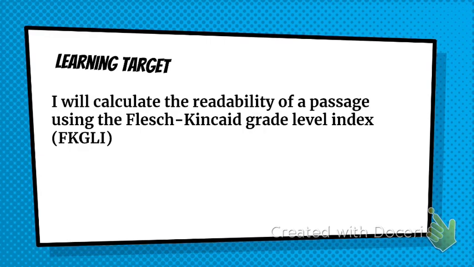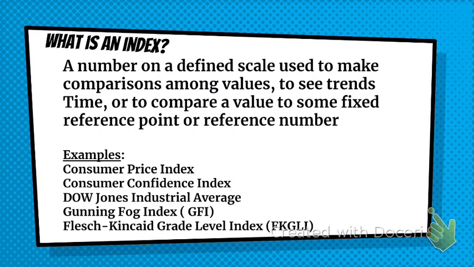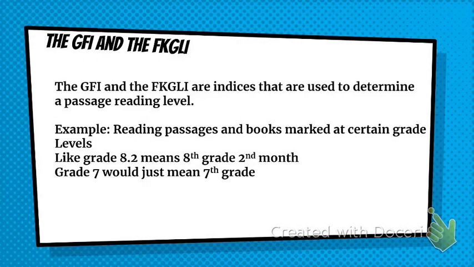So an index is just a number on a defined scale used to make comparisons among values, to see trends over time, or to compare a value to some fixed reference point or reference numbers. So you have the Consumer Price Index, the Consumer Confidence Index, the Dow Jones, the Gunning-Fog Index, which is the GFI we'll look at today, and the Flesch-Kincaid Grade Level Index. So the GFI and the FKGLI are indices that are used to determine a passage's reading level.